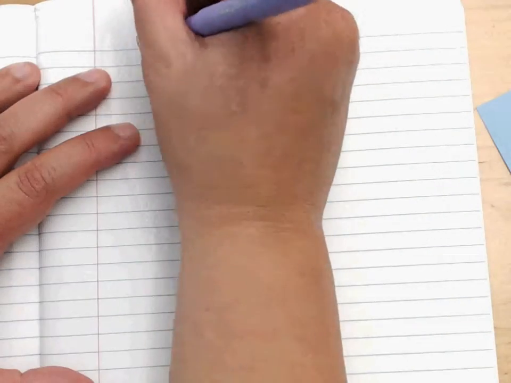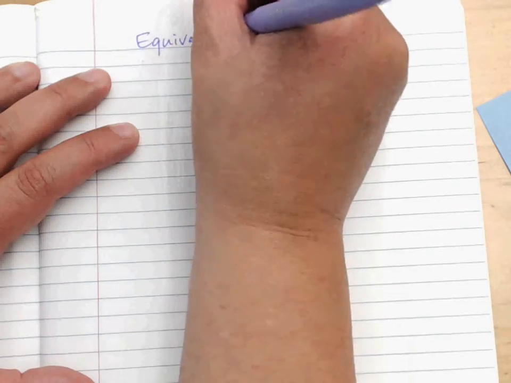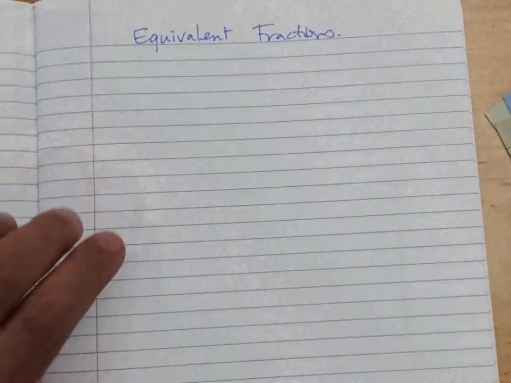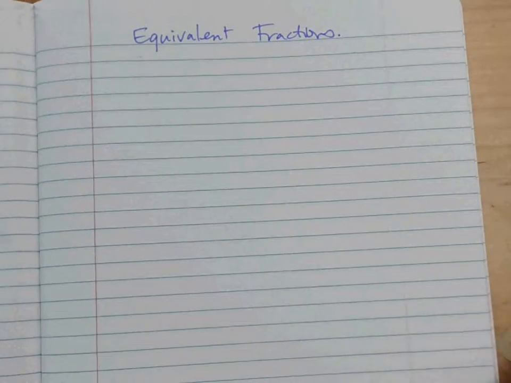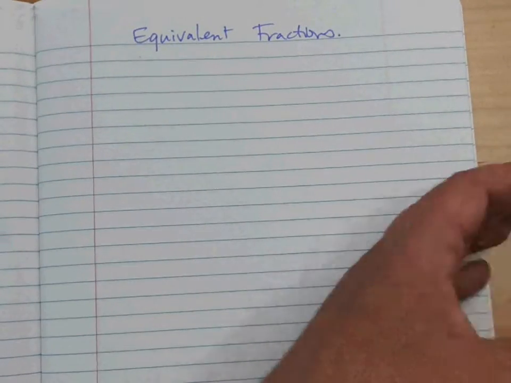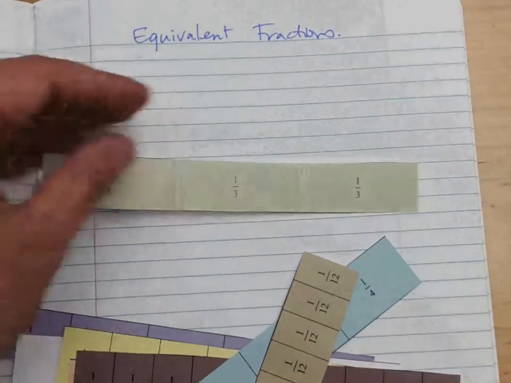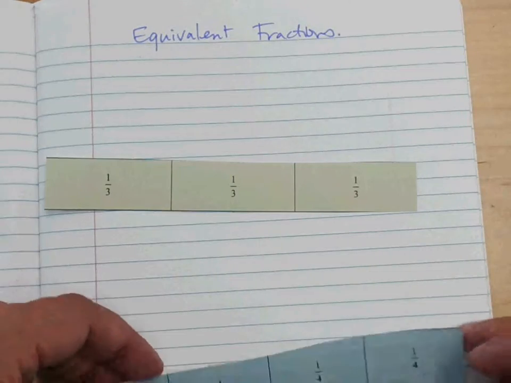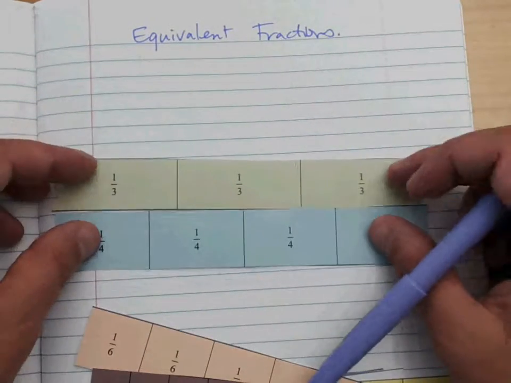Okay, in this video, we're going to talk about equivalent fractions. So some of you have these little fraction pieces, and we were working on this a little bit last time, how we use these. So what did you notice in terms of like, can I make thirds equivalent to fourths?